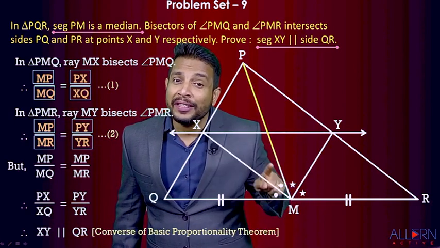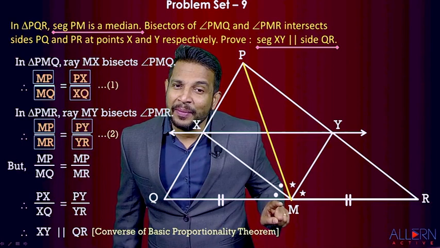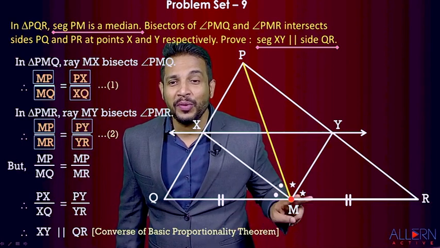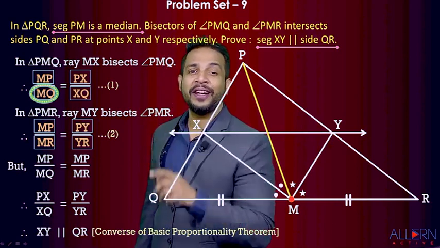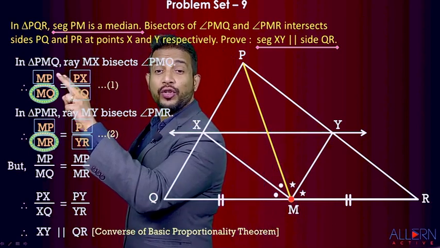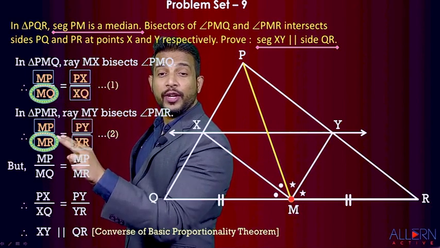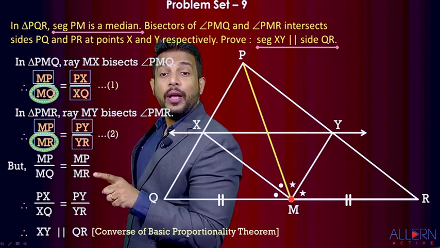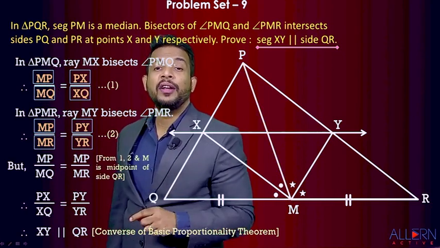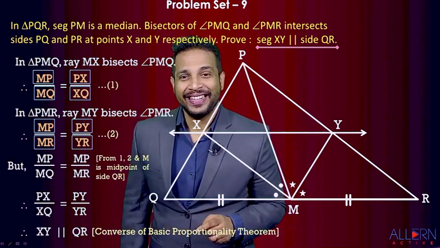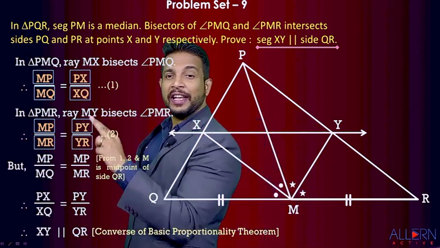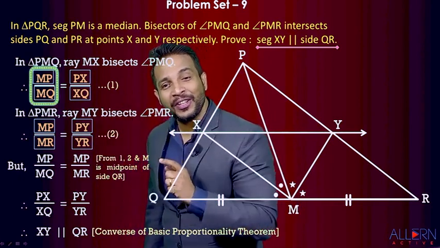Why? Because PM is a median. And if PM is a median, that means M is a midpoint. And if M is a midpoint, we are saying that MQ is equal to MR. That means we are getting those denominators equal. And if those denominators are equal, that means this ratio MP upon MQ and this ratio MP upon MR, they are equal, right? But why are they equal? You got it from 1, 2, and because M is a midpoint of QR, isn't it? Now we got this. Now once the left hand sides are equal, can we write the right hand sides equal? That is what we are going to write.